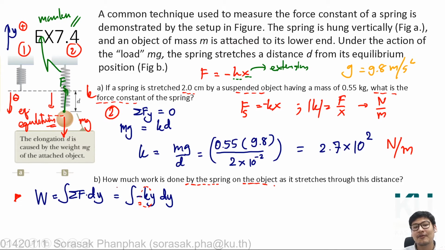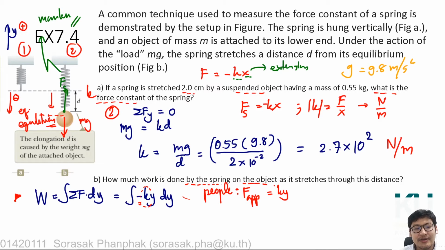But if you talk about the force that is done by some people on the object, this sign is going to be different. F here that you apply to the system should be ky. So this is the difference. The work that someone does on this system and the work the system does on its own are different. They have the same magnitude, but the sign is different.